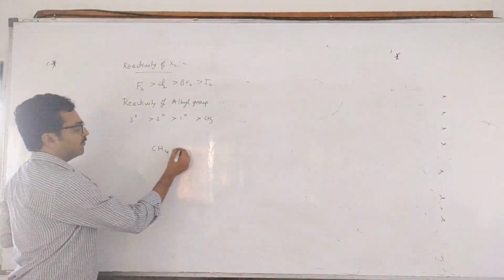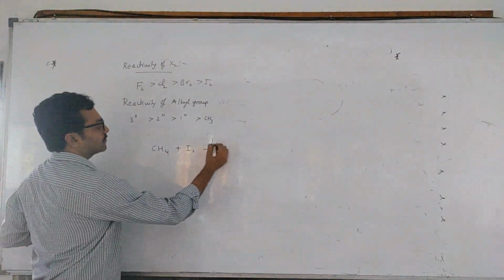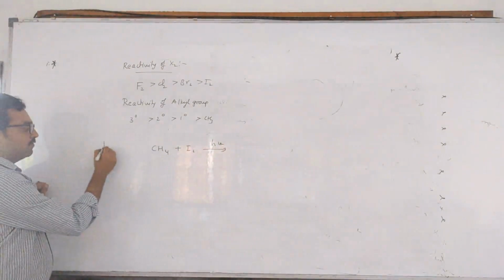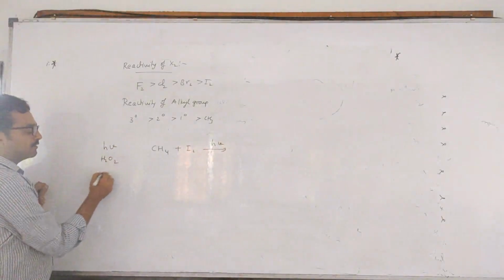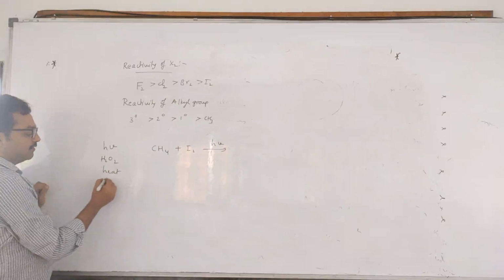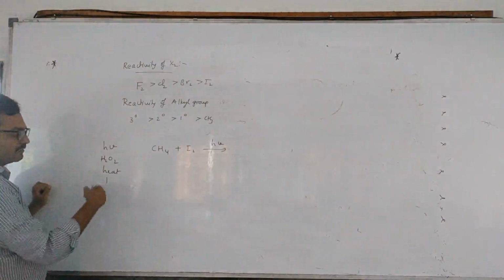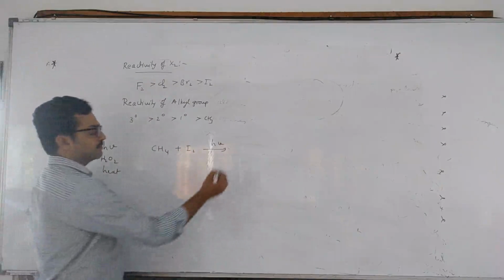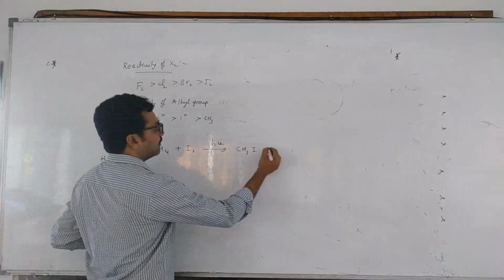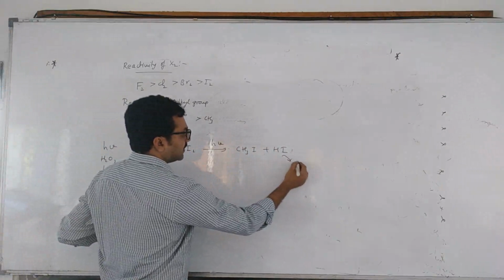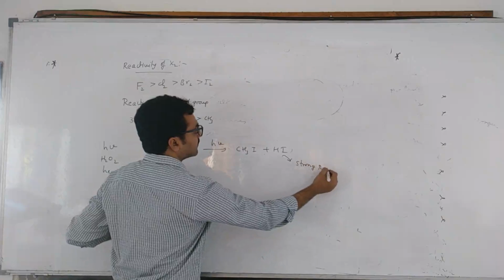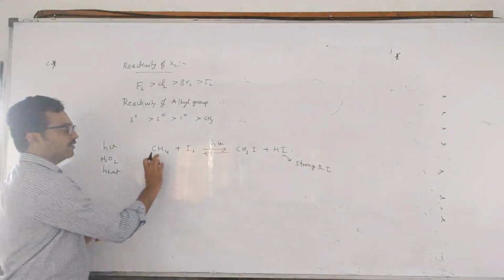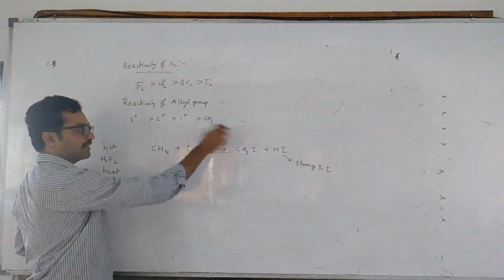See, CH4 plus I2 in the presence of sunlight. Generally photochemical reactions take place in the presence of what? Sunlight or peroxide or heat, high temperature or electricity. These are the conditions in which photochemical reactions take place. So you will get CH3I plus HI. This HI is a strong reducing agent. So that is why the reaction is reversible. Here to here, what reaction has taken place? That also they will ask.